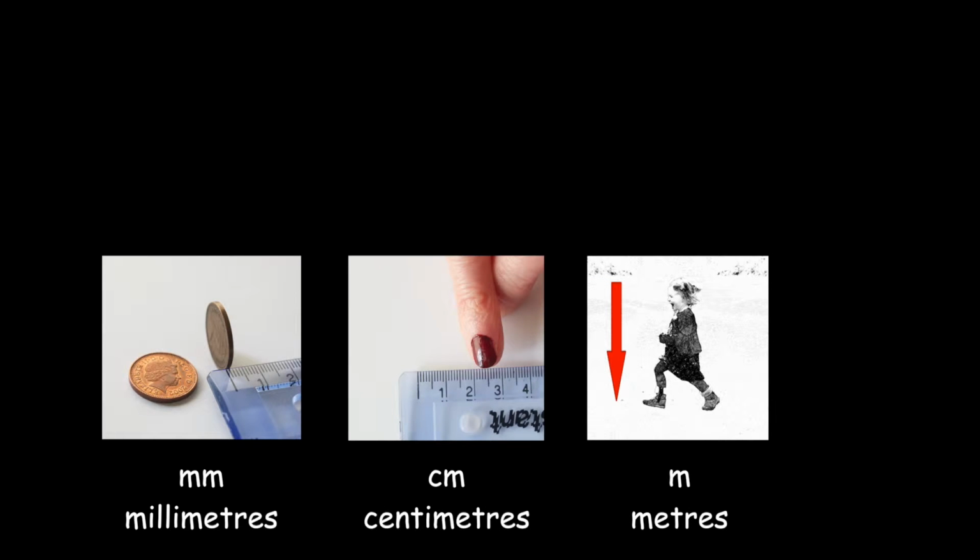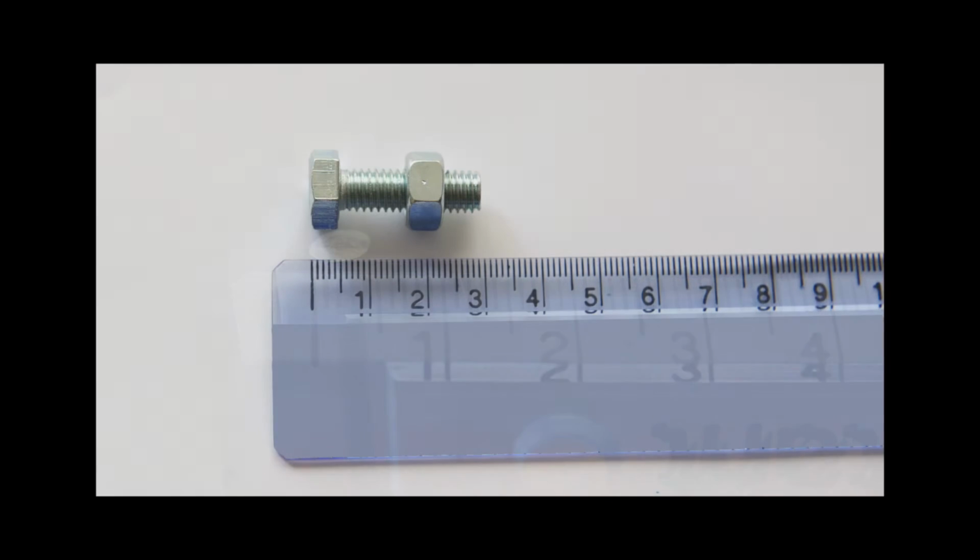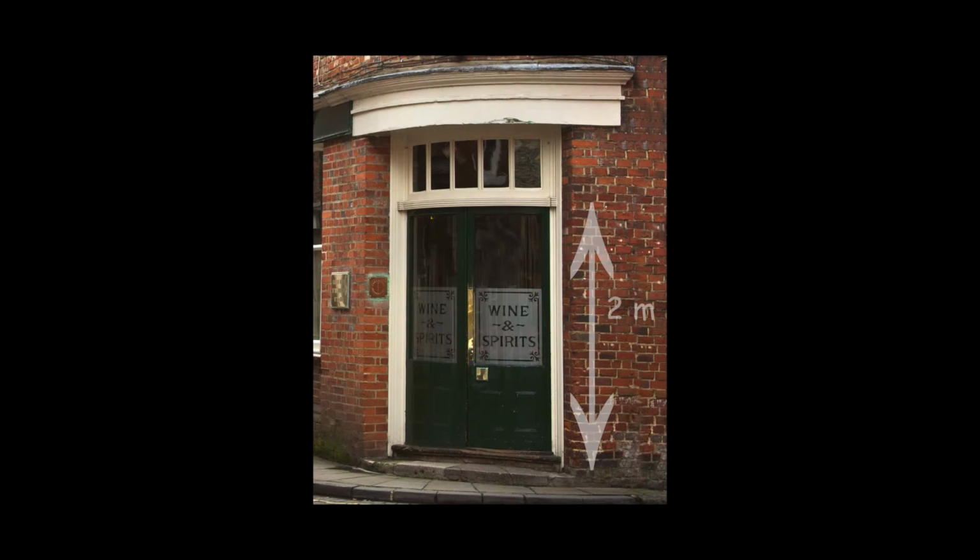When might you use these units of metric length measurement? Here are some examples. The width of this head of a nail is about 5 millimetres. The length of this bolt is best measured in centimetres. For the height of a door, metres would be the most suitable units to use.